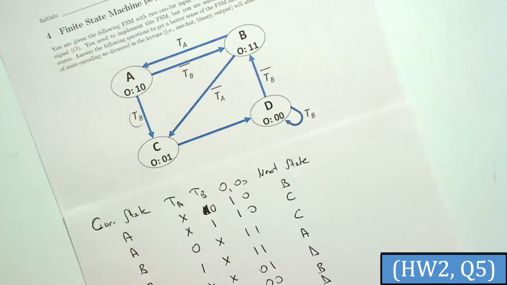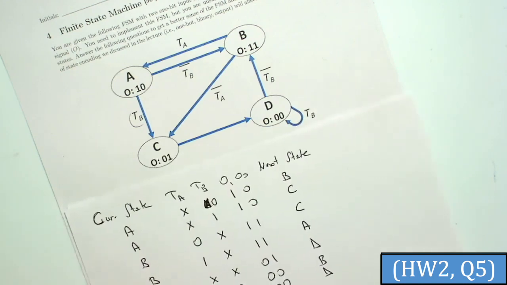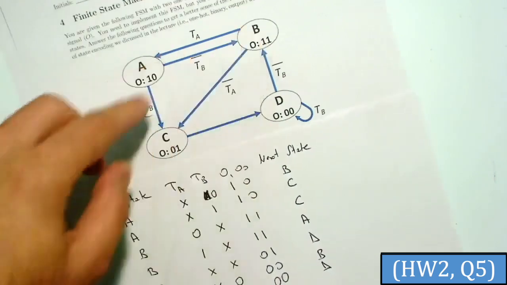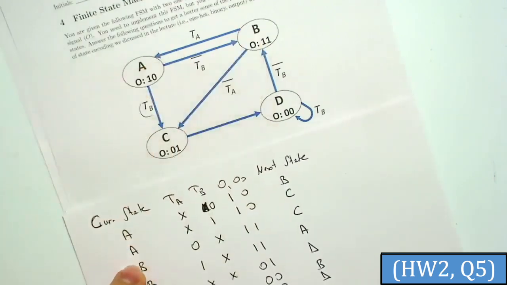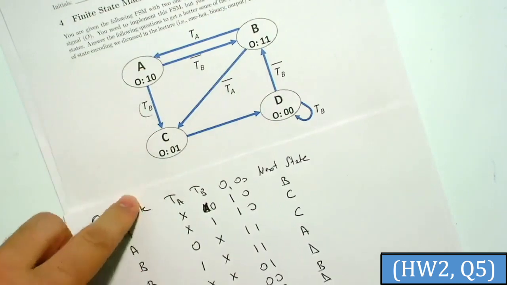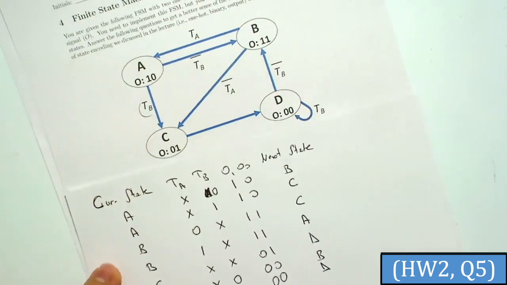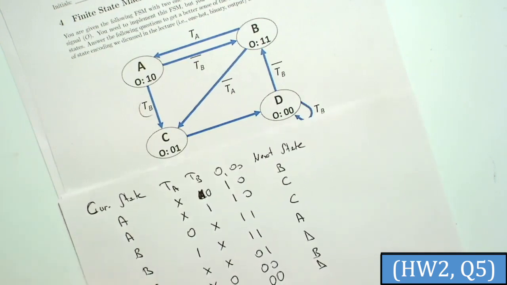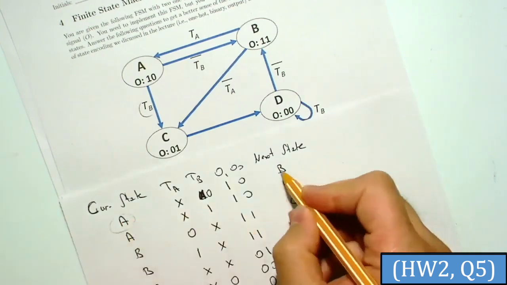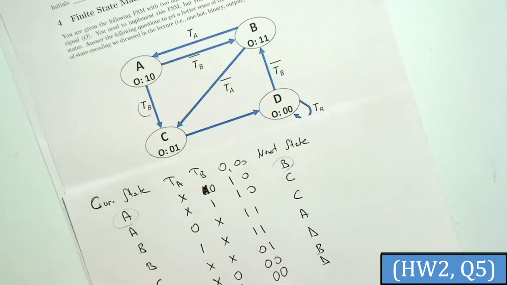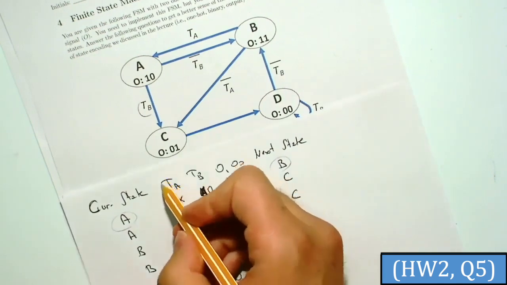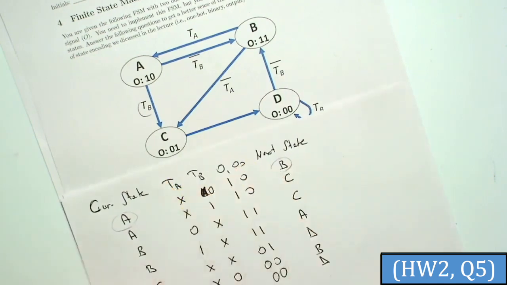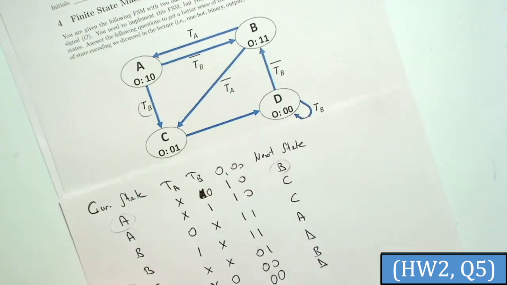So let me see if everything looks good here. TB 0 will go to B, and TB 1 will go to C, right? Okay. So this truth table is a higher-level truth table, because I don't have the bits for the current state and the next state, but I have the explicit bits for the output and the input bits.